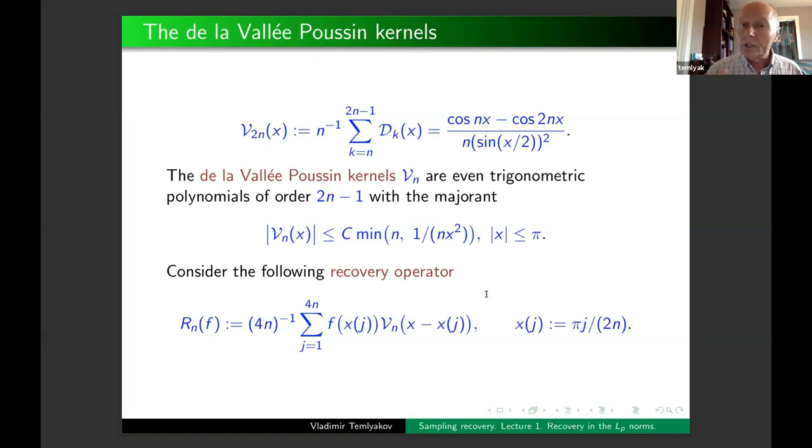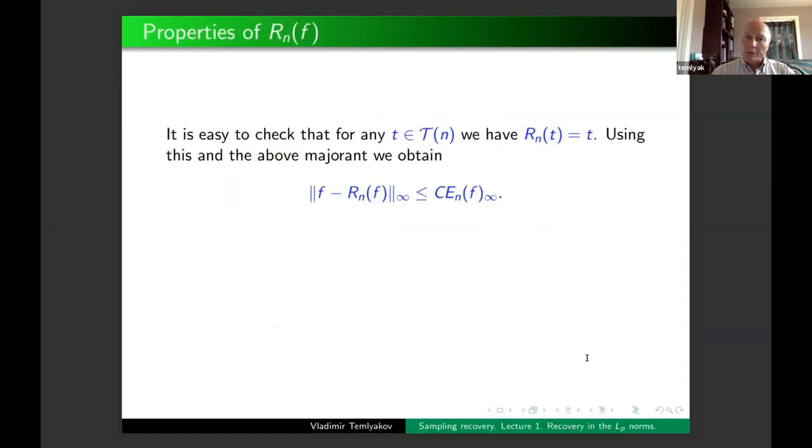Now I established again for polynomials of order n, that means the subspace of dimension 2n plus 1. But if you look at this, we use more points. We use 2n points, not exactly 2n plus 1 as the dimension, but just a constant multiplied by that dimension. And this is important. Let me list the properties which are similar to the Dirichlet kernel.